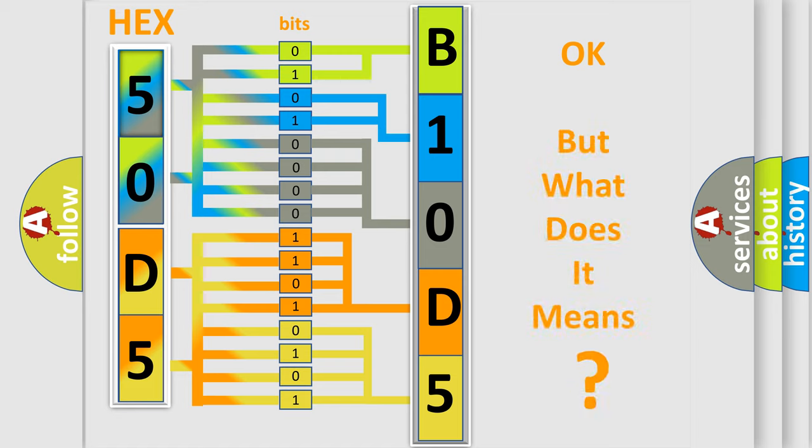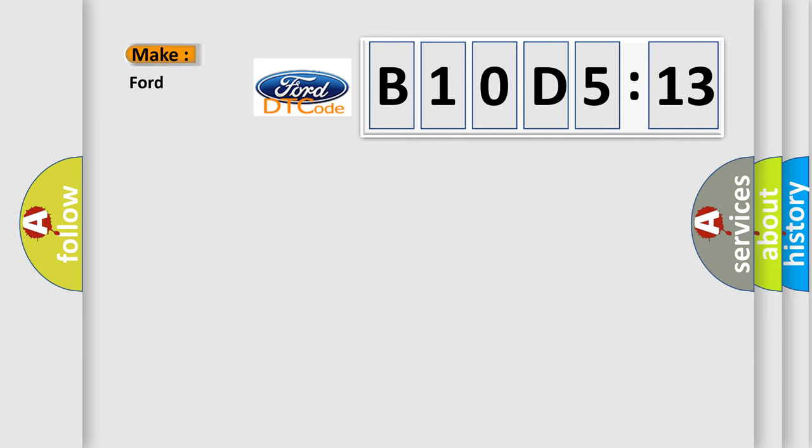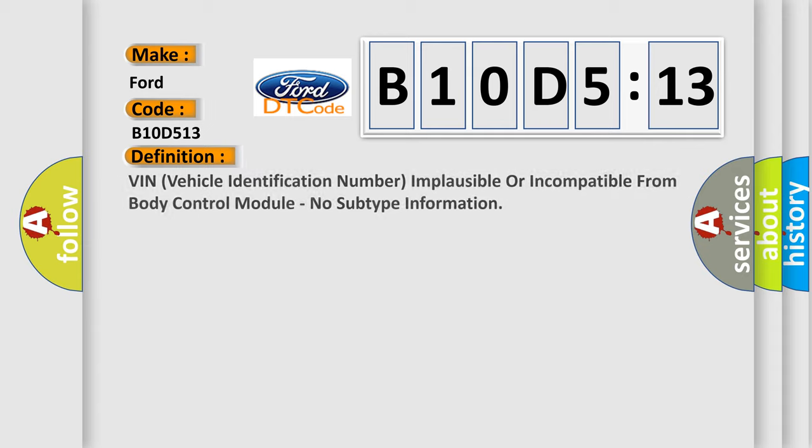The number itself does not make sense to us if we cannot assign information to what it actually expresses. So, what does the diagnostic trouble code B10D513 mean specifically for Infiniti vehicles? The basic definition is: VIN vehicle identification number implausible or incompatible from body control module, no subtype information.